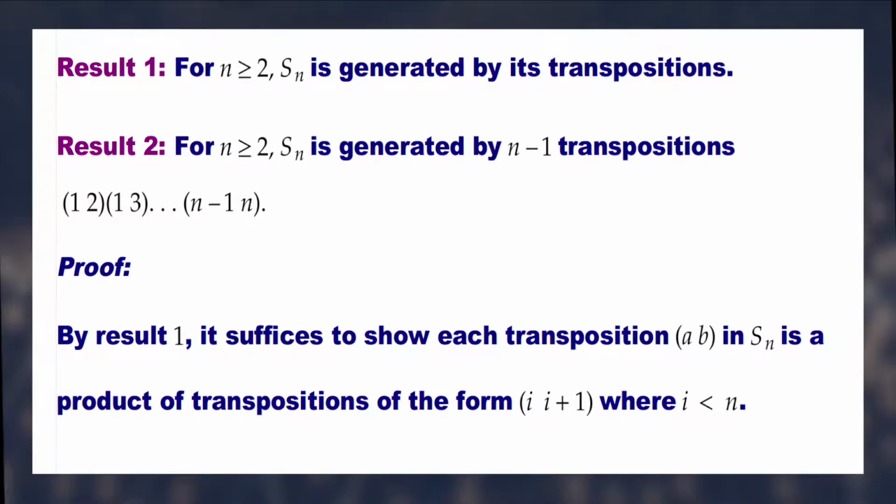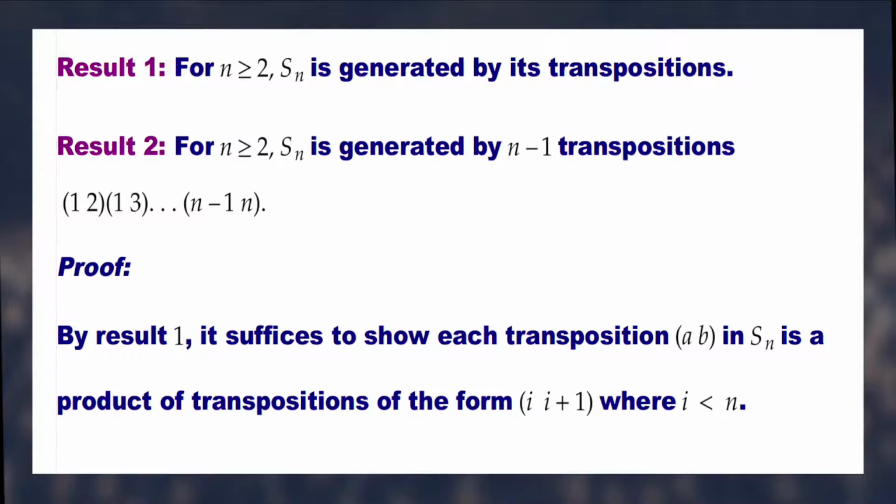Let us see the generating sets of some interesting groups as the following results. Result 1: for n greater than or equal to 2, Sn is generated by its transpositions. Result 2: for n greater than or equal to 2, Sn is generated by the n minus 1 transpositions (1 2), (1 3), and so on, up to (n minus 1, n).